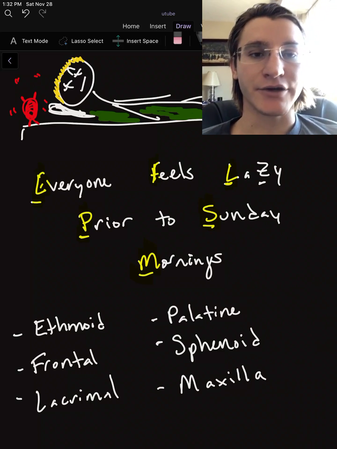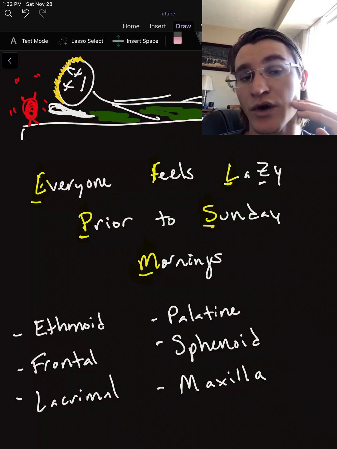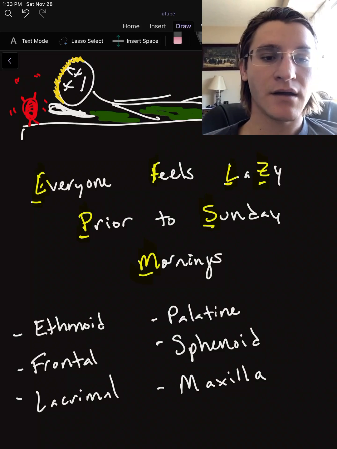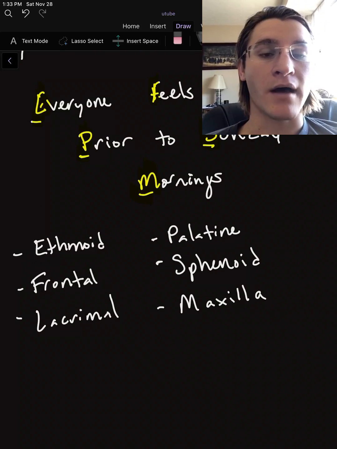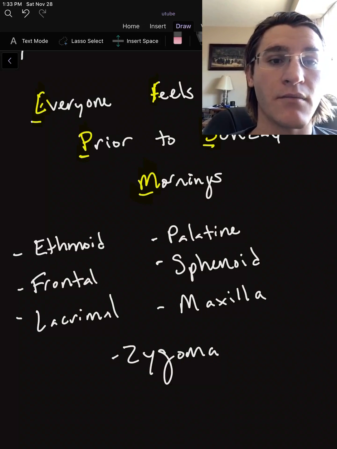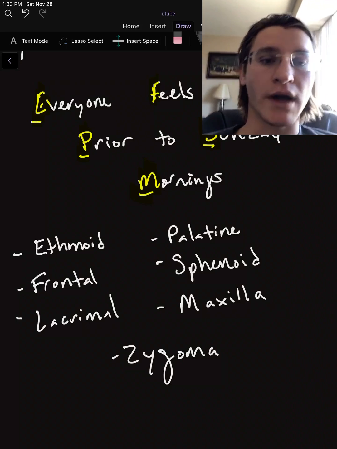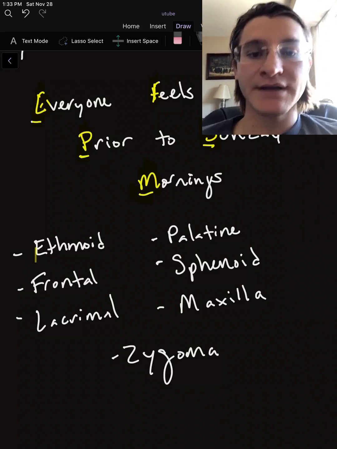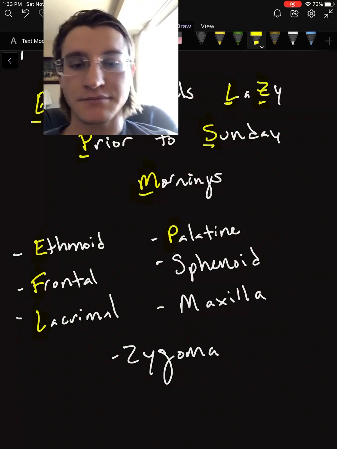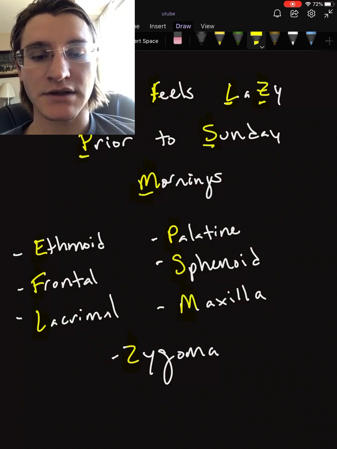And then we have our maxillary. So maxillary, if you guys remember, that one is our maxilla. It's where our maxillary artery's at. It's kind of more in the middle. And Z, which is the one I forgot, that's our zygoma bone. Zygoma. It's kind of this under area right here. This is our zygoma. So that's cool. So everybody feels lazy prior to Sunday morning. Prior to lazy Sunday morning. Cool.